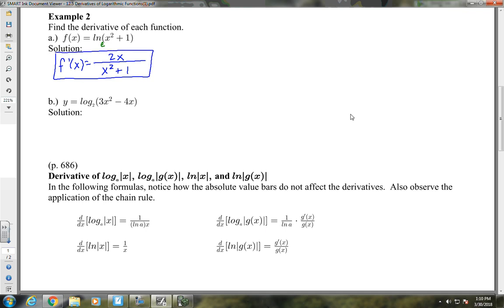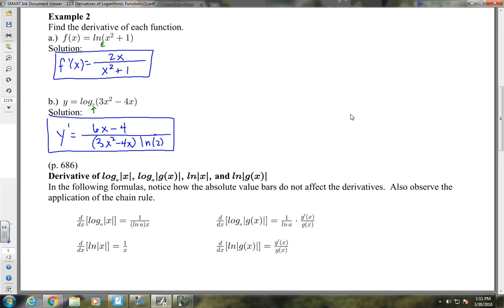On example B, this time we have something other than base e. We have base 2. So remember that means an extra factor in the denominator. But we'll start out the same way. For the derivative, we'll put the argument 3x squared minus 4x in the denominator and the derivative of that argument in the numerator. The derivative of 3x squared is 6x. The derivative of minus 4x is minus 4. But again, because it's a base, something other than e, we're going to have this extra factor, natural log of the old base, 2, in the denominator. There's nothing to reduce or simplify, so our derivative is complete.